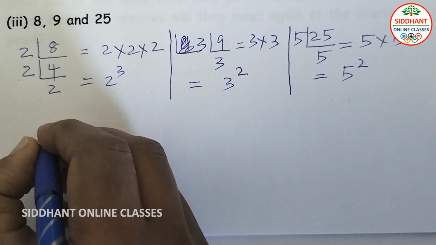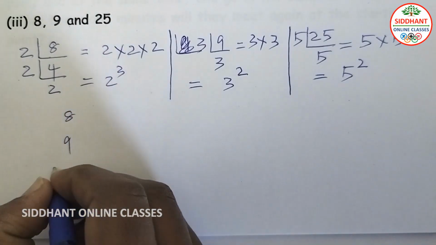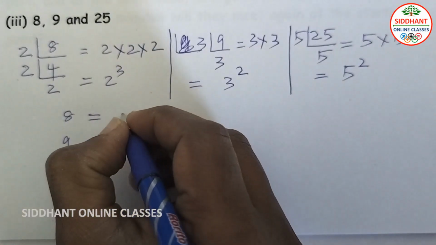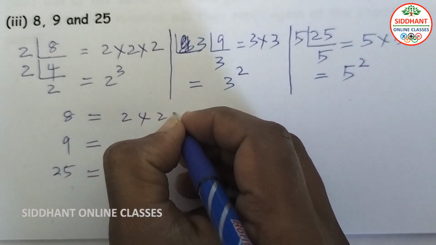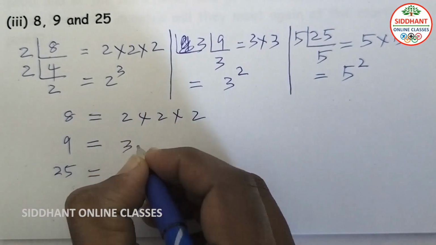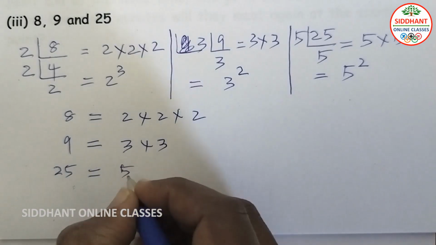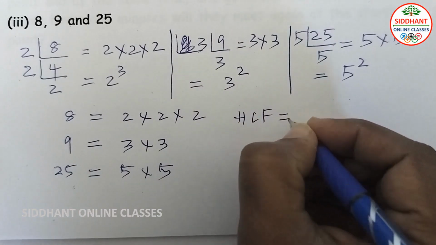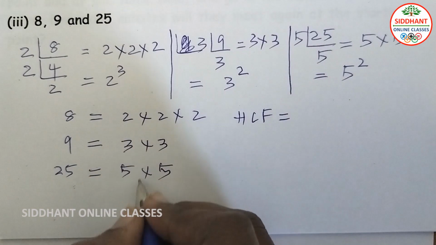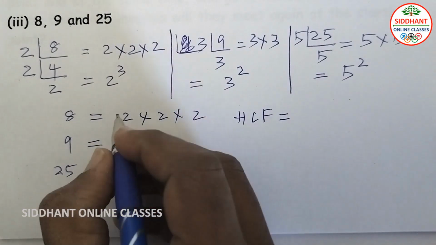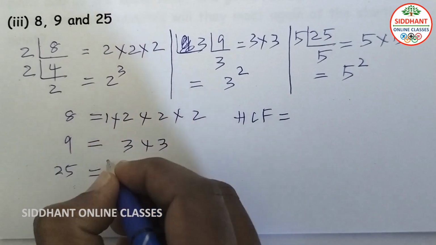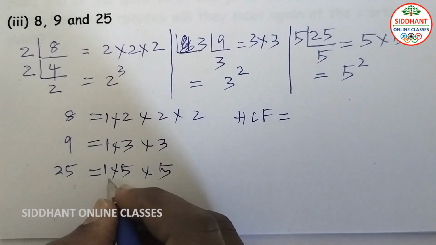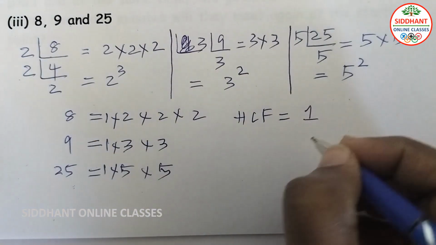So now for the numbers 8, 9, 25, finding the LCM and HCF. Here 2 into 2 into 2, here 3 into 3, here 5 into 5. HCF means we look at the common factor. There is no common factor among 2, 3, 5. So we take 1 as the factor, and when you multiply with 1 we get 1, the common thing. So HCF will be 1.